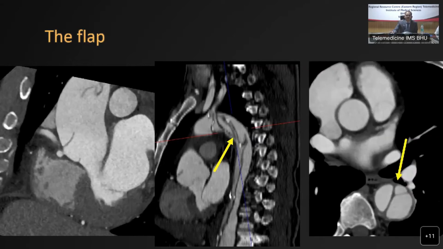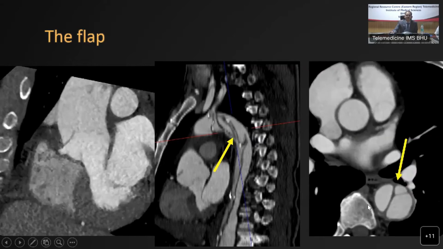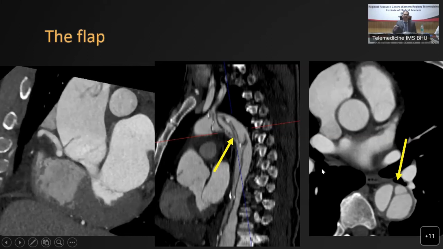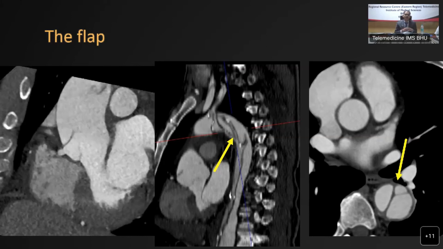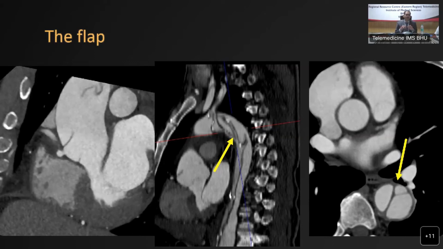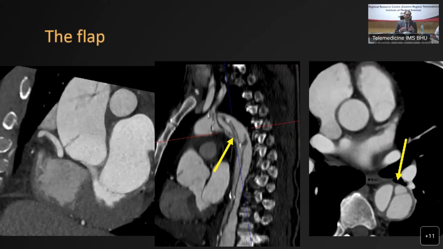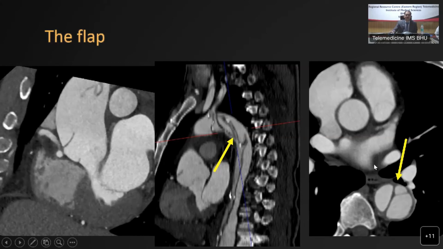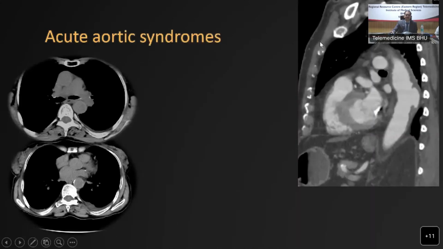Another finding here is the so-called Mercedes-Benz sign, when you have a dissection flap and then the dissection flap splits again, so the true lumen undergoes another split, resulting in three lumen formation, thereby giving rise to the so-called Mercedes-Benz sign. Here are examples of intramural hematomas.